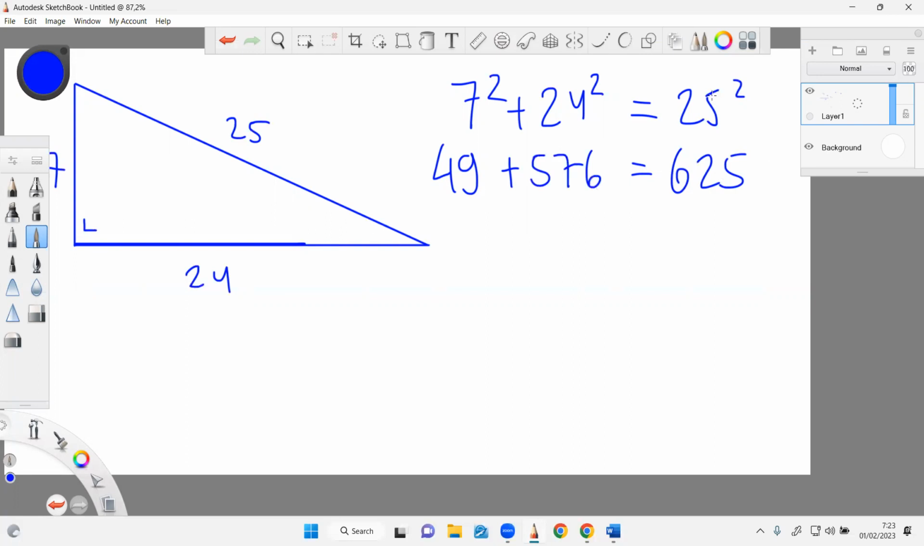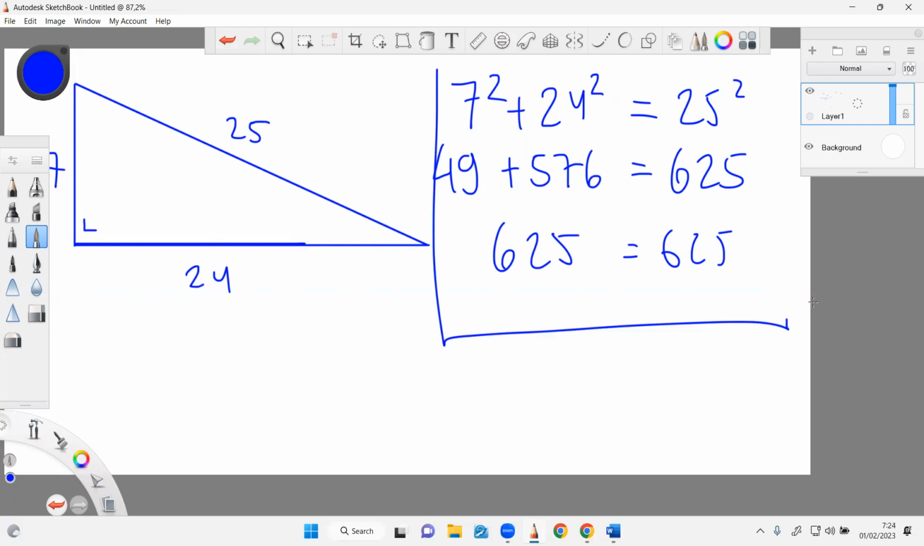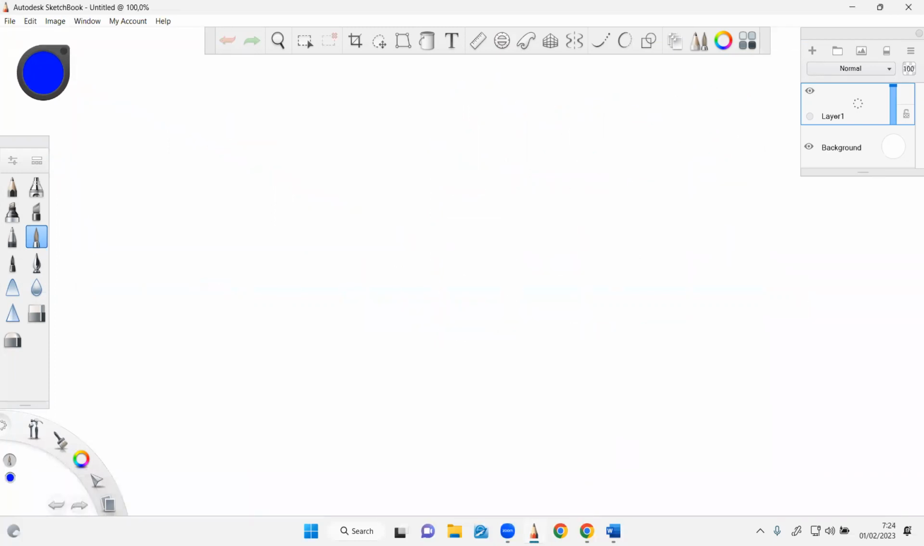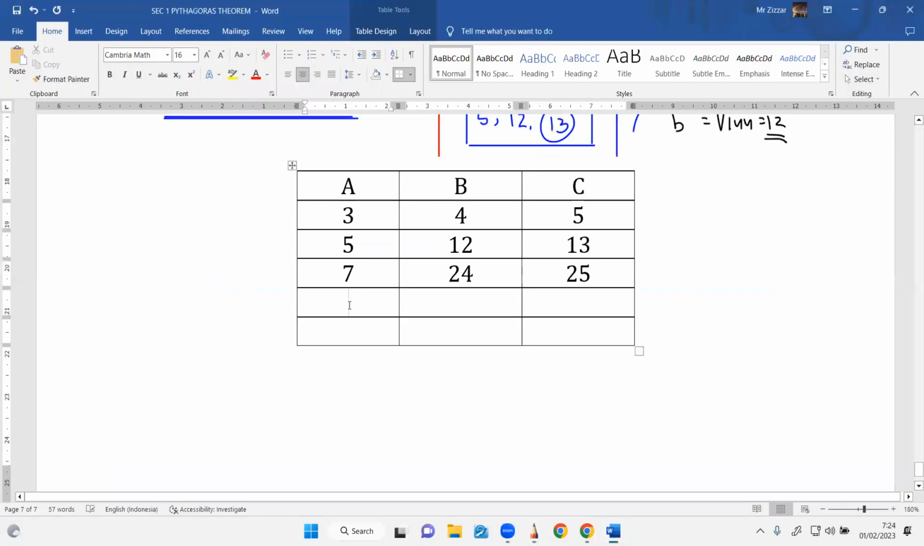625. I memorized the 25, but 24 I don't memorize. Is it the same? Yes. So it is following the Pythagorean triple rule. And you don't have to do this anymore. Just memorize 7, 24, 25. Some more. I limit the memorization to 5.